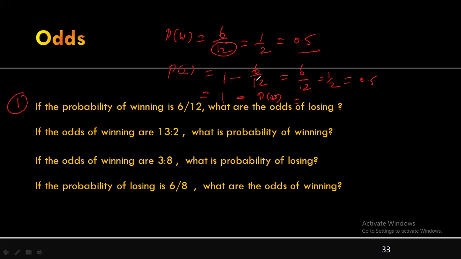Okay, if I do 1 minus 6 over 12, how do I get 6 over 12? That's basic math, right? So here, I just write it here. How do you do this? Here, what is the common denominator? That is 12, right? So 12 into 1 is 12, minus 6, and 12 minus 6 is 6 over 12. Is it clear?